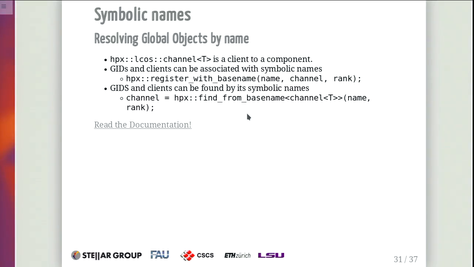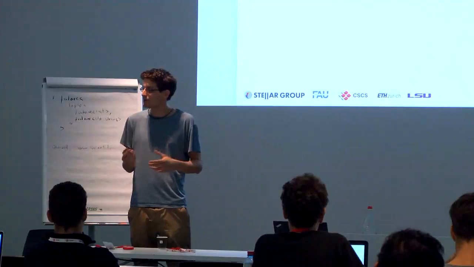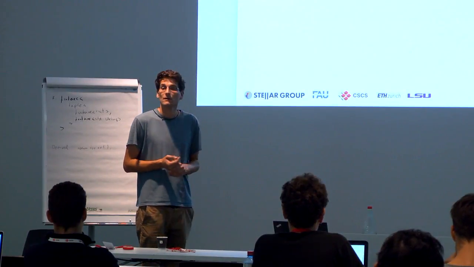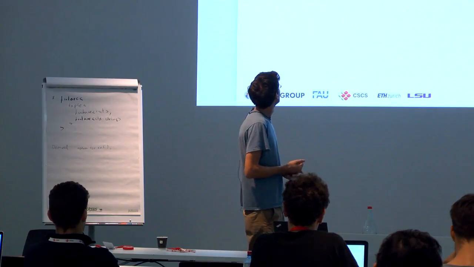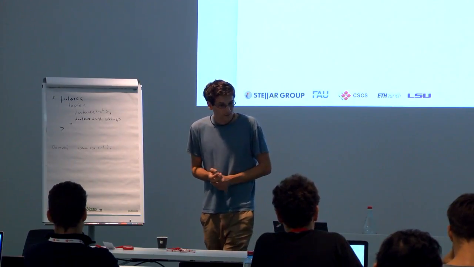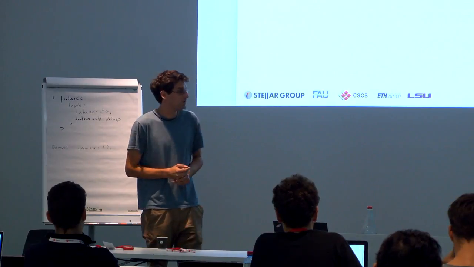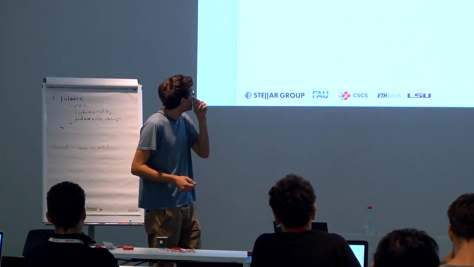And the answer to that is by symbolic names. You don't actually pass around explicitly the ID types, but you use the global address space layer to help you to distribute and set up the communication and synchronization patterns that your application needs to use. And that's what the symbolic name registration is for.